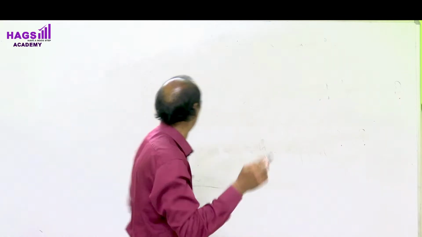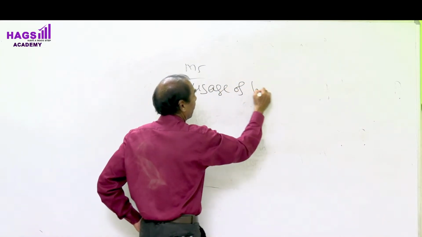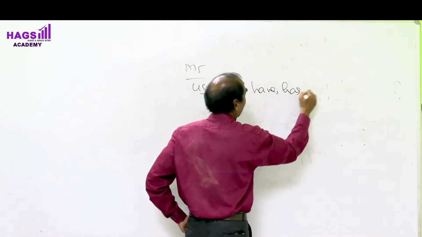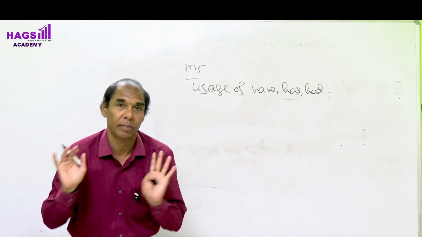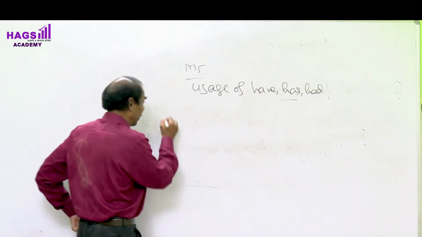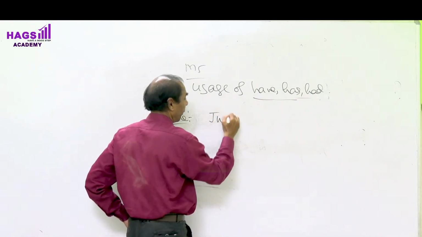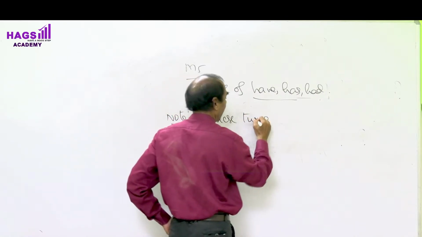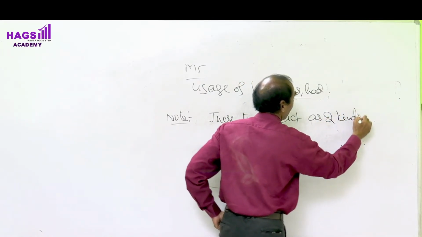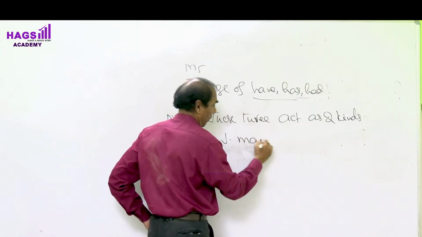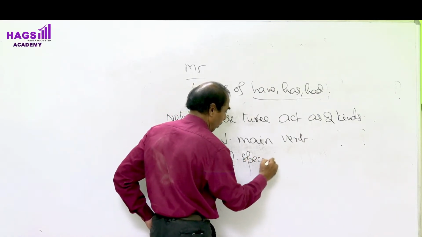Model number 5. See, look at the code. Uses of have, has, had. Look at the word. Don't write. First concentrate on me only. Then only you can understand. Right? Uses of have, has, had. Take the note here. See? These 3 act as 2 kinds. 1. Main verb. 2. Special verb.